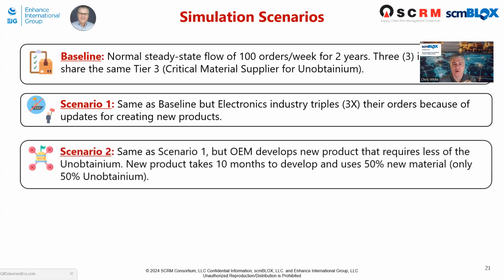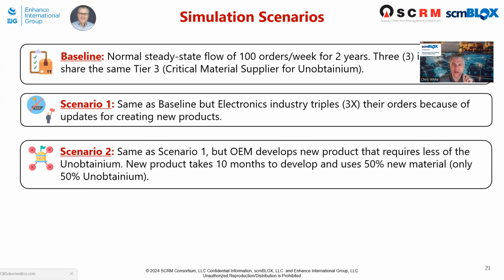The second scenario is after we know that there's an impact on the OEM, the one OEM that we highlighted, the light blue one. We're going to run a scenario where that OEM develops a new product that requires less unobtainium. So they're trying to shift from that rare earth material, and it's going to take them 10 months to do that. So they're going to suffer for 10 months. And when they're done, they're going to release a new product that has 50% less unobtainium and has a new supplier that's some more common material.